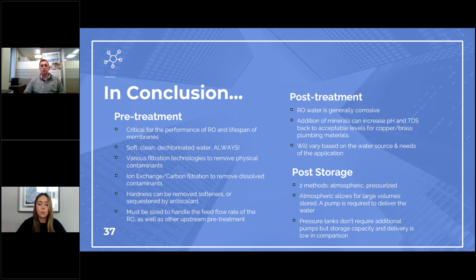For storage, we covered 2 methods, atmospheric and pressurized storage. Atmospheric allows for larger volumes of water to be stored. It takes up a larger footprint typically, and you'll need a pump in order to deliver that water to your service line. For pressure tanks, you don't typically require additional pumps. It's already pressurized, but storage capacity and delivery is lower in consumption.